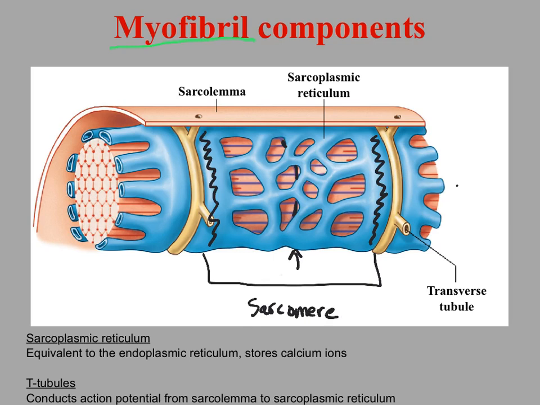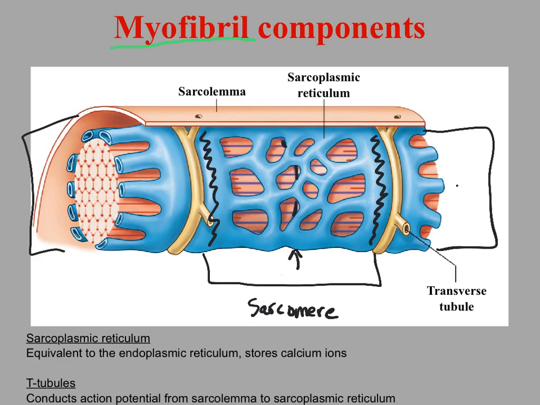And then down here, right next to it would be another sarcomere, and down here would be another sarcomere. So they kind of get organized end to end to end to end. So many sarcomeres come together to make what we call a myofibril. And that myofibril is an organelle inside of a muscle cell.